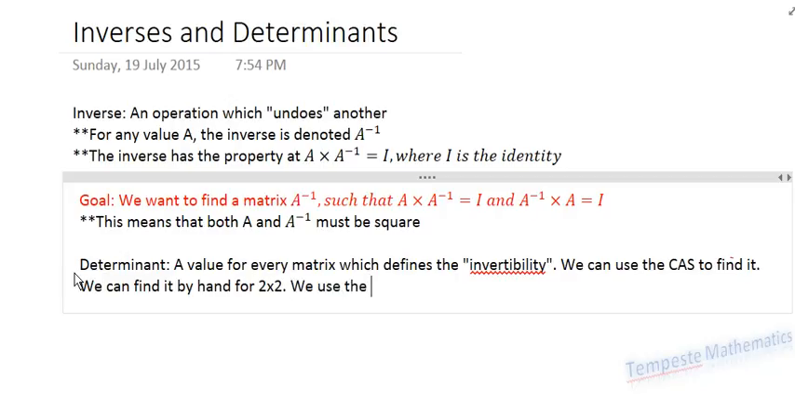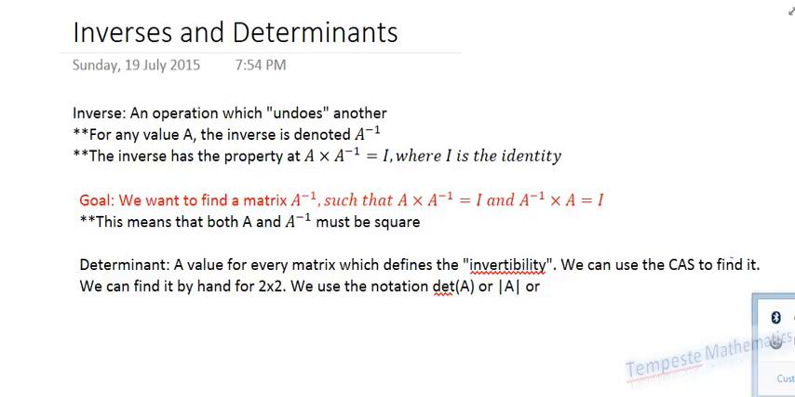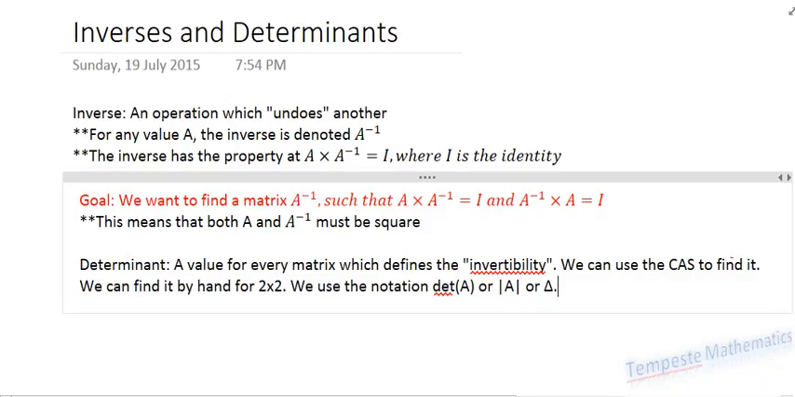We use the notation det of A, determinant of A, or basically the absolute value of A, or our little symbol, which is a little triangle. This symbol might look familiar. We called it the determinant, and it told us how many zeros a quadratic had. Same idea, it tells us a factor about it.